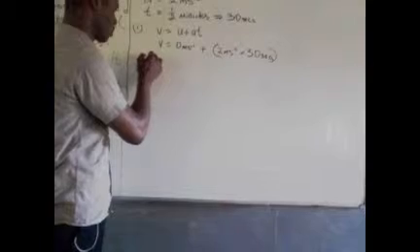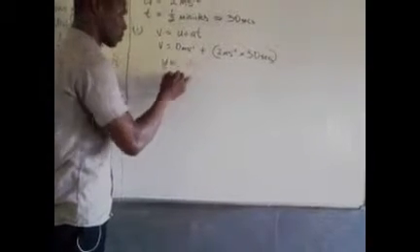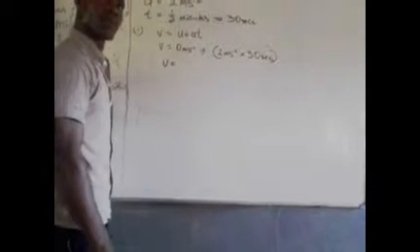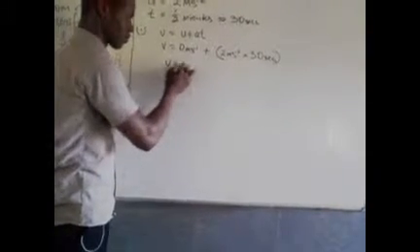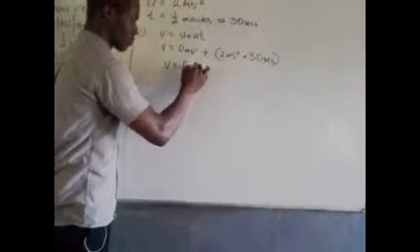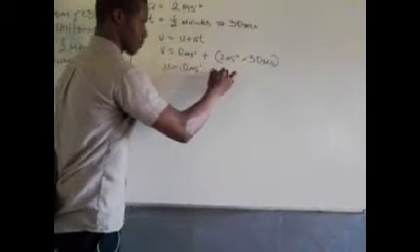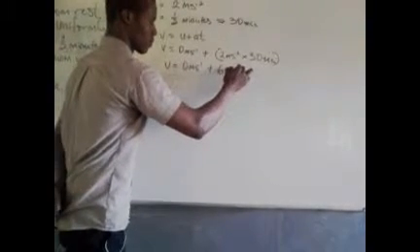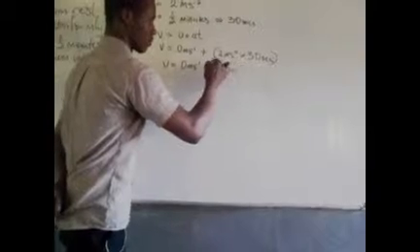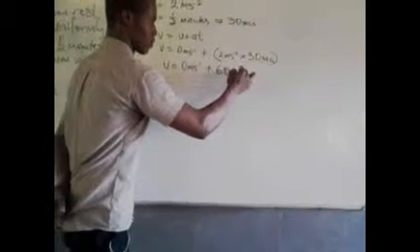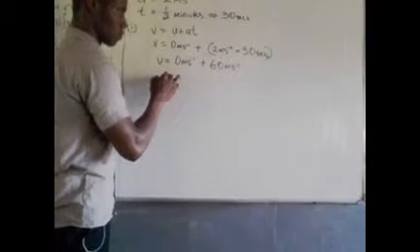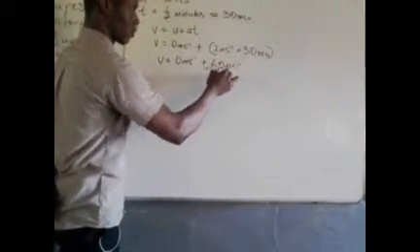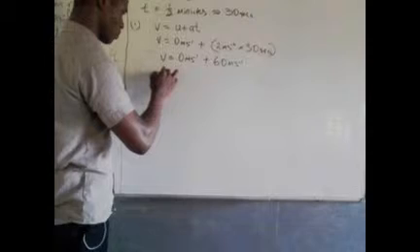Therefore, V, that is the maximum or final velocity attained by this particle, equal to 0 meter per second plus 60 meter per second. And that gives you 60 meter per second. So the maximum speed attained by this particle is 60 meters per second. Okay, that is the maximum velocity.